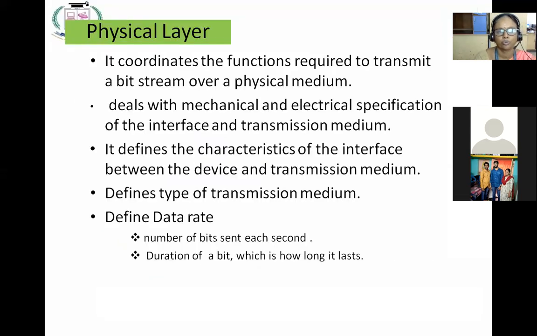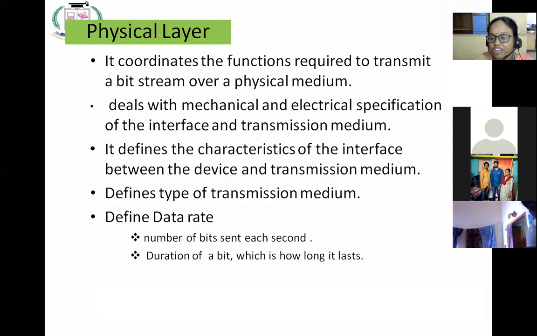Okay. So when it comes to the physical layer, what is it responsible for? It coordinates the functions required to transmit a bit through a physical medium. So it mainly deals with mechanical and electrical specifications. I told you that for fiber optics, LAN cable and Wi-Fi, there will be a specification for ones and zeros. It will receive the bits, and it defines the characteristics of the interface between the device and the transmission medium.